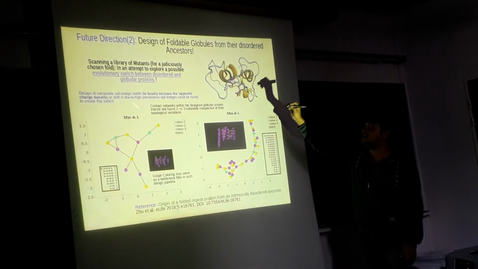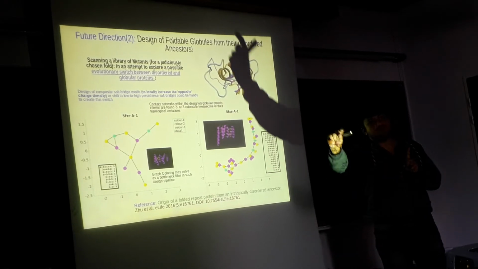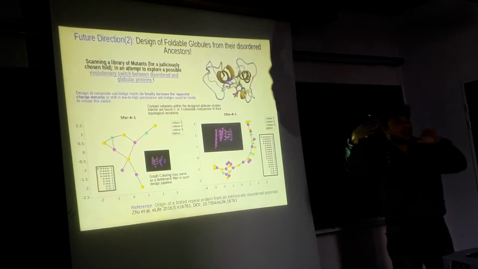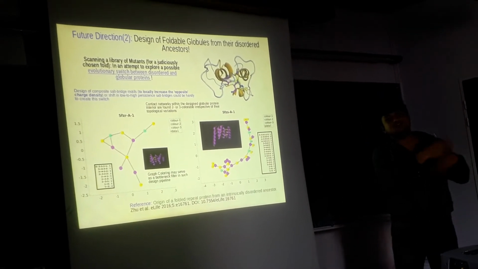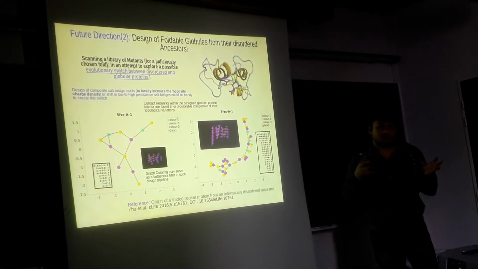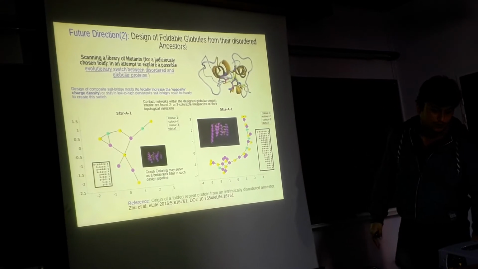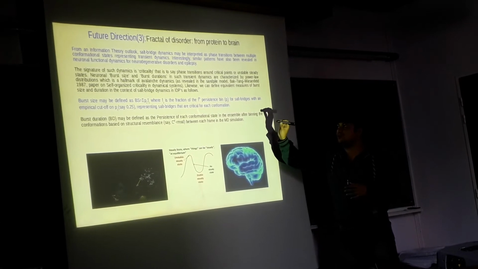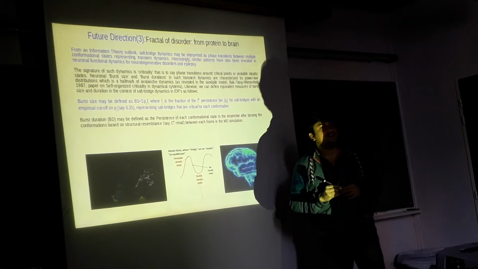So my basic idea is, in the long run, whether we can come up with a scanning mutation library for one particular globular protein and its evolutionarily ancestral disordered partner, so one can switch between these two dialectically opposite domains of proteins. In the future, I would also like to address this very interesting question called the fractal of disorder.